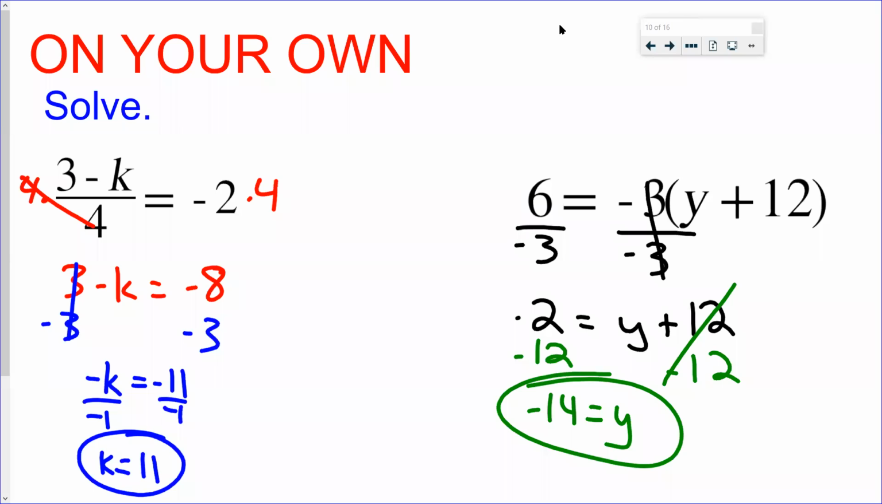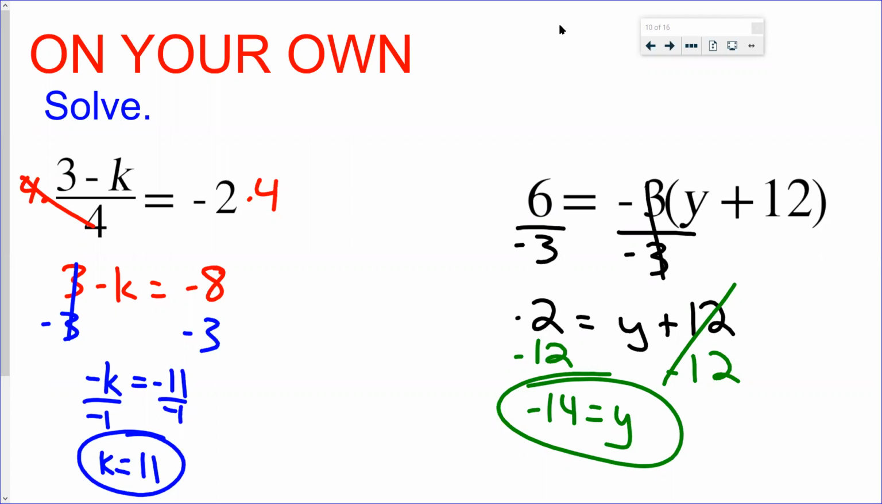All right, so if you solved these on your own, the left side, you should have gotten k equals 11. The trick here is when you move that 3, you'd end up with a -k. You got to get rid of that minus sign. So divide everything by a -1. End up with k equals 11. All right, and again, we can plug that 11 back in. And here, you should have gotten -14 equals y, or y equals -14.